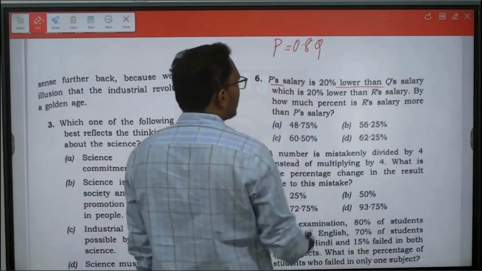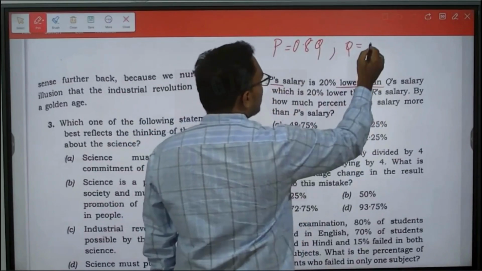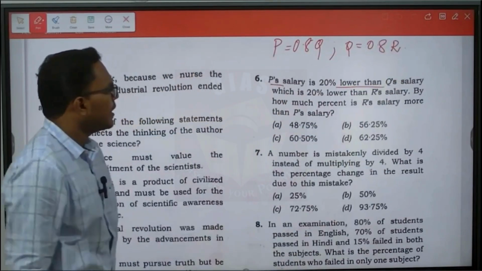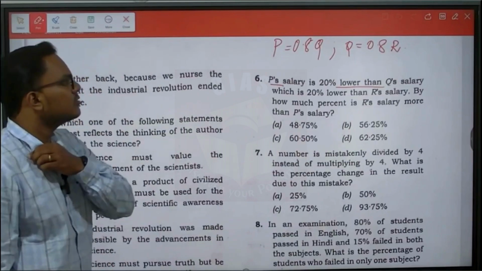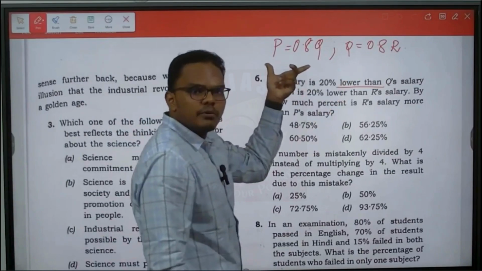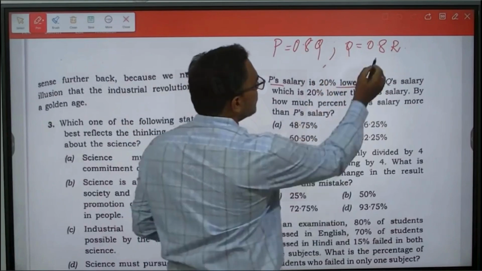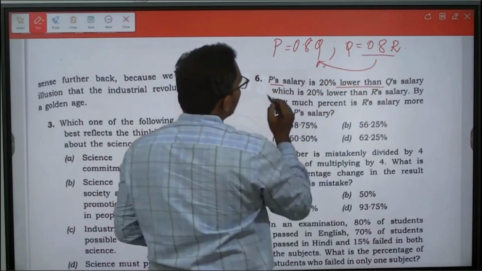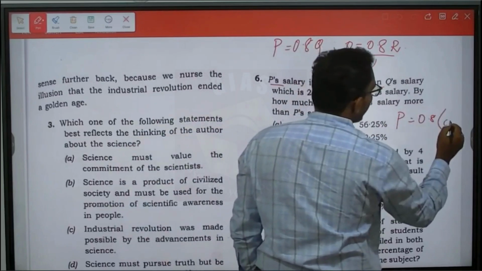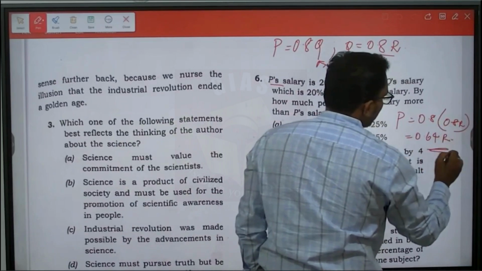P's salary is 20% lower than Q's salary, and Q's salary is 20% lower than R's salary. By how much percent is R's salary more than P's salary? So this is what you need to know. Here you have the comparison between P and Q, and here between Q and R. So now you have to eliminate Q by substituting its value. Your P will be 0.8 into Q. Your Q is what? 0.8 R. So your P is 0.64 R.